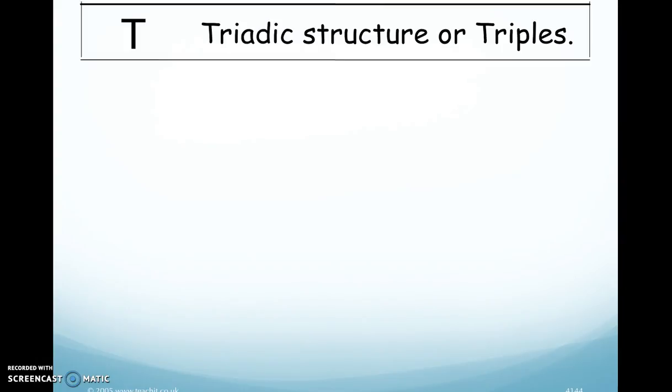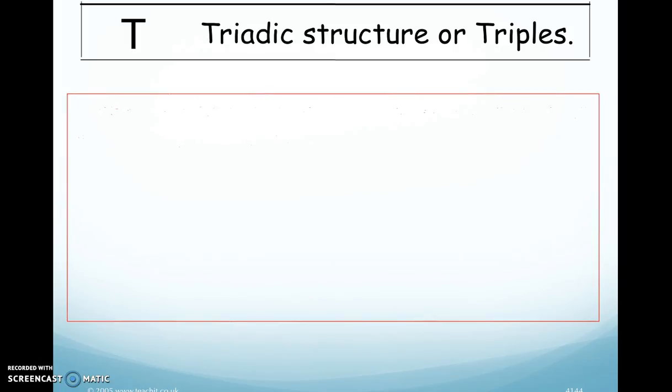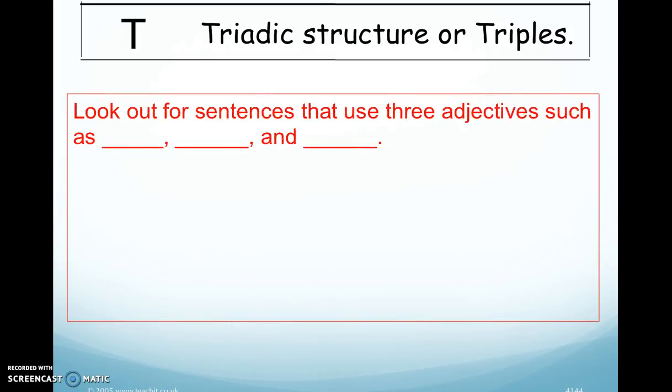And finally, T is triadic structure or triples. So this is that rule of 3 that was mentioned earlier on there. So looking out for sentences that use 3 adjectives such as blah, blah, and blah. For whatever reason, the human brain is sort of wired to latch onto this idea of 3s, and it can actually be a really good way to help your readers or your audience to remember a point that you're trying to make. If something's repeated 3 times, then it's usually going to stick in your audience's mind more easily.